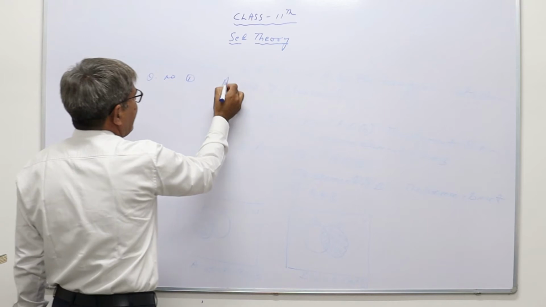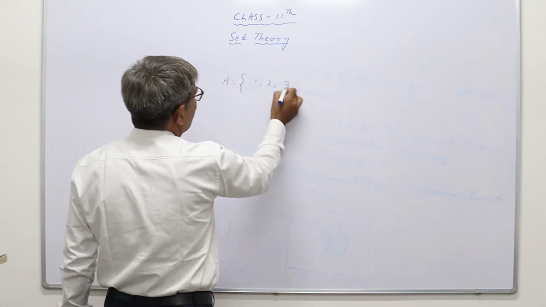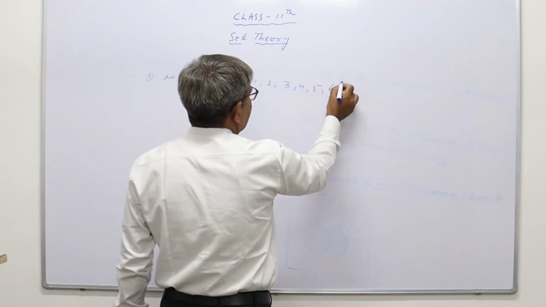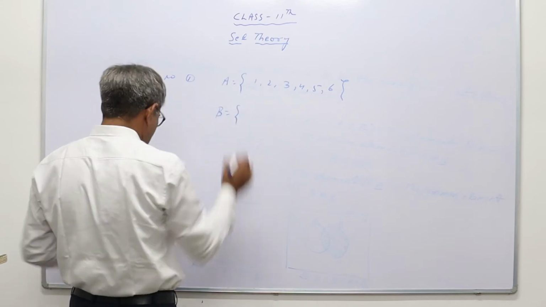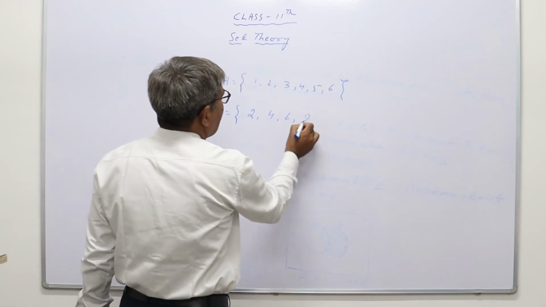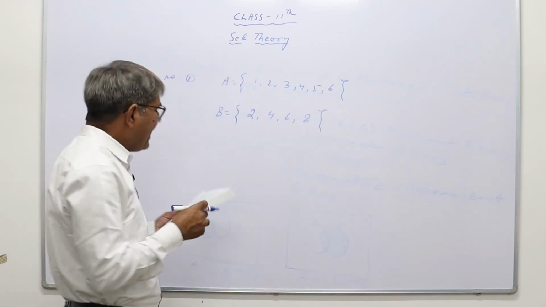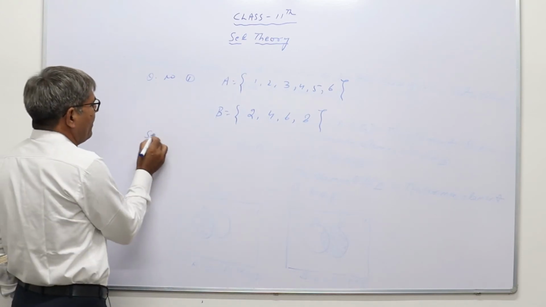let the set A be equal to having elements 1, 2, 3, 4, 5 and 6. This is the set A. And set B is equal to 2, 4, 6 and 8. This is the set B. Then find A minus B and B minus A. So how will we solve?